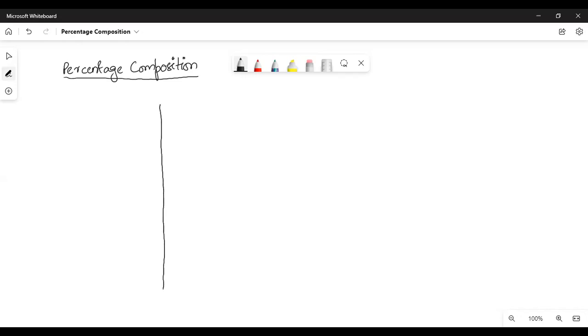For example, let's begin with the first one. This is percentage composition of elements. This is the first type. To be honest, the formula is pretty much the same for all of them. It's just that I'm dividing it into types so that you can understand how the question can come out to be.